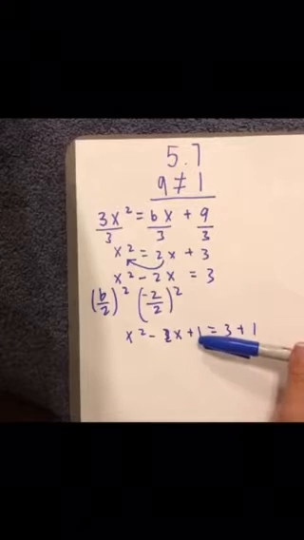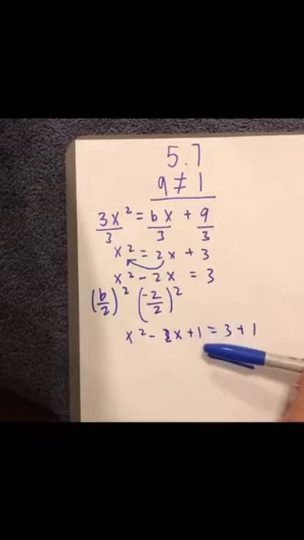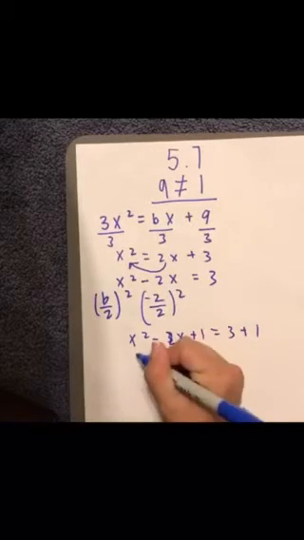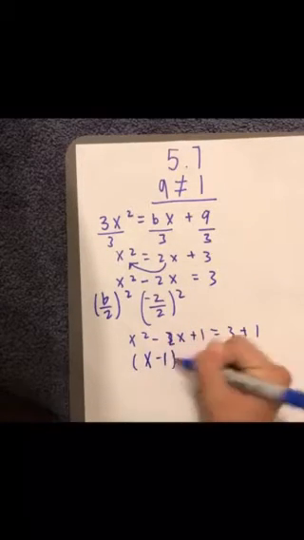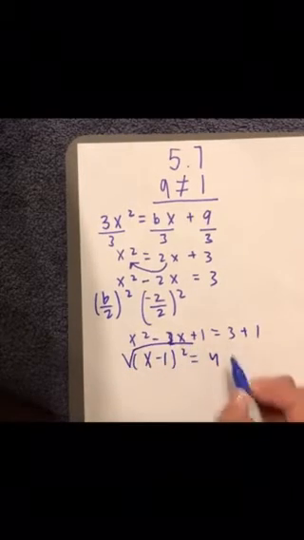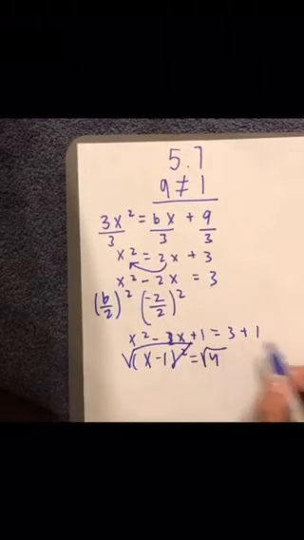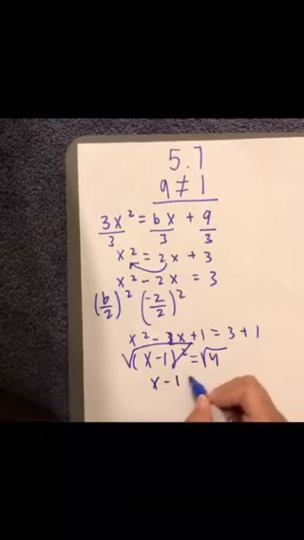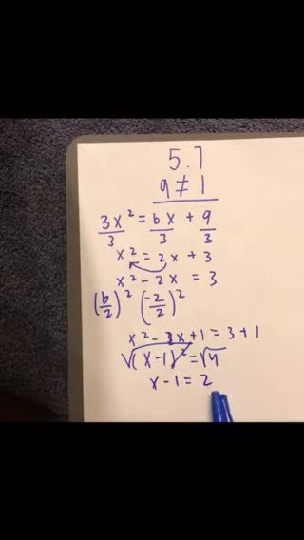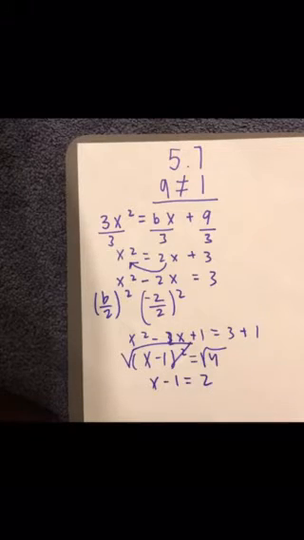So what number times itself gives 1 but adds up to negative 2? Negative 1. So (x minus 1) squared equals 4. So we square root both sides. This cancels out, and we square root this side. x minus 1 equals 2, since the square root of 4 is a perfect square, we get 2.